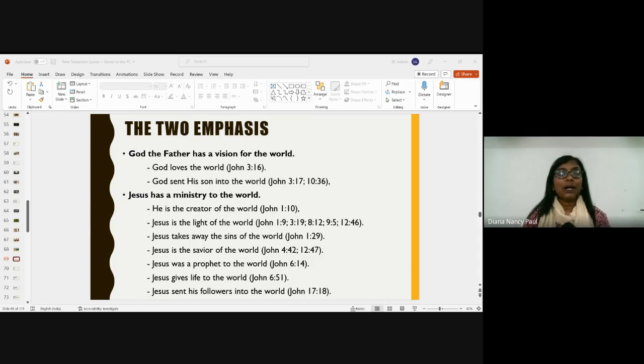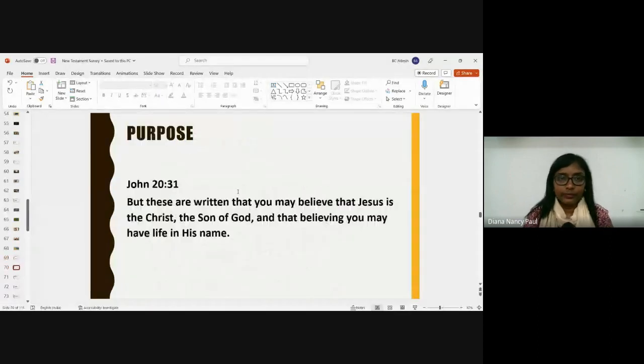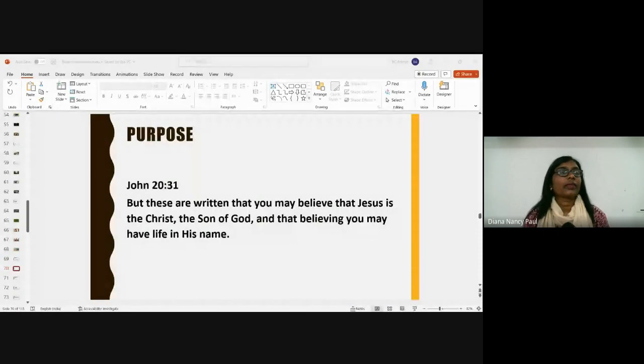So what is the purpose of writing this book? To tell the world that Jesus Christ is God? Yes, right. So the major purpose of writing this book is mentioned in John 20, verse 31.